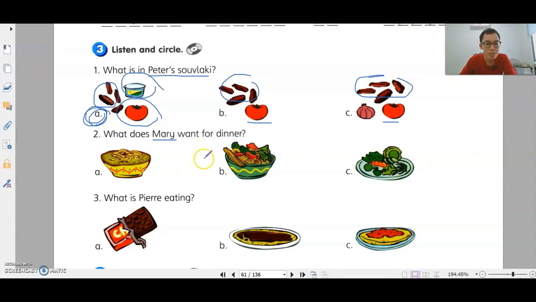Mary, do you want noodle soup for dinner? No, Mom. Can I have noodles with vegetables, please? Noodles with vegetables? Yes, please.